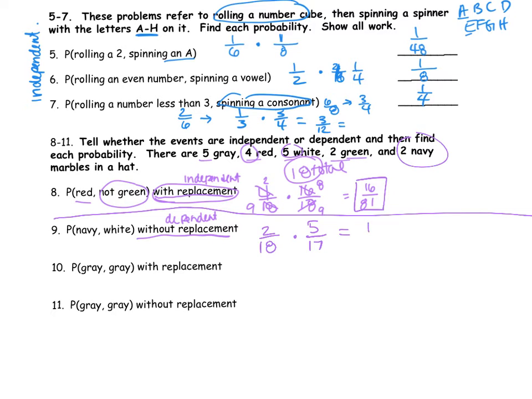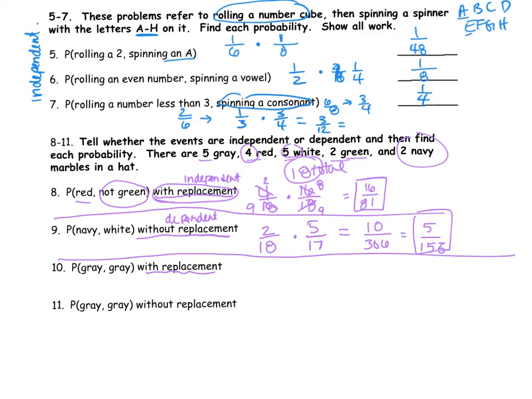From there, oh my god, I don't know this. 10 over, all right, so I think it's 5 out of 153. It's very small. All right, number 10, probability of picking a gray and then gray with replacement, meaning it's independent. So gray, there's 5 gray out of 18, and you put the gray back in, so the odds of picking another gray still stay the same, 5 out of 18. I'll do that math in a second.